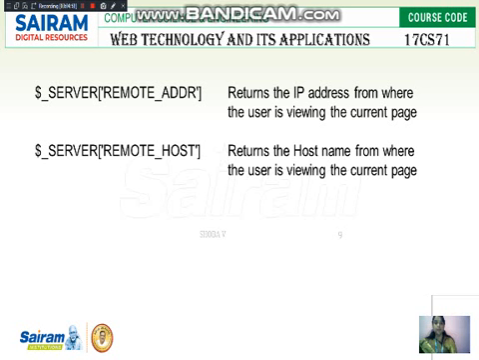We can find out the specified path. For example, if our information is in a temporary directory, we need to know where the location is, and we need to know the specified path of that particular address. This is the remote address. It returns the IP address so that we can easily identify the location where it has been placed. And REMOTE_HOST returns the host from which the user is viewing the current page. This is also an important topic under the server array.